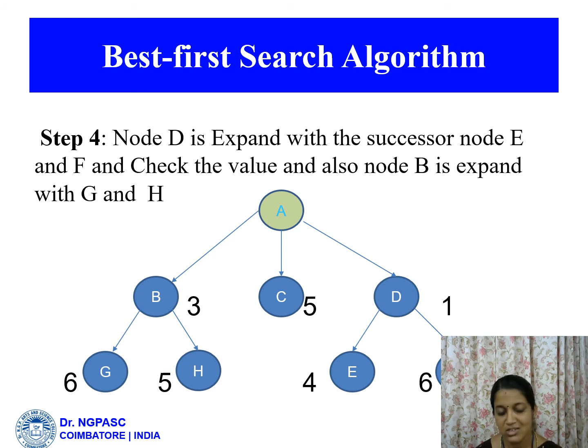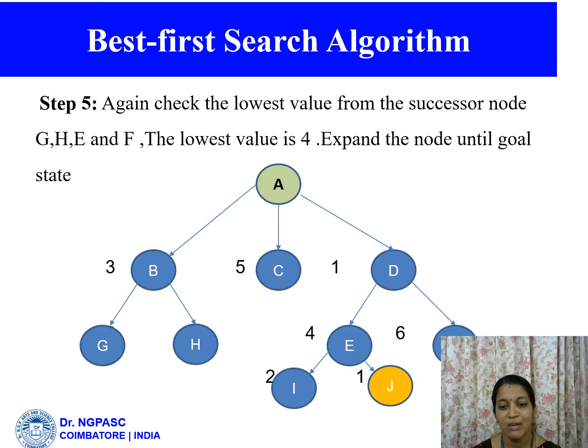From the successor nodes, we have to find out the lowest value. So here the lowest value is 4. So from the E node, we are going to expand the node until we reach the goal. So again, I am going to expand the node from E. So that is I and J. J is my goal node. So exactly we have to move to the goal node.